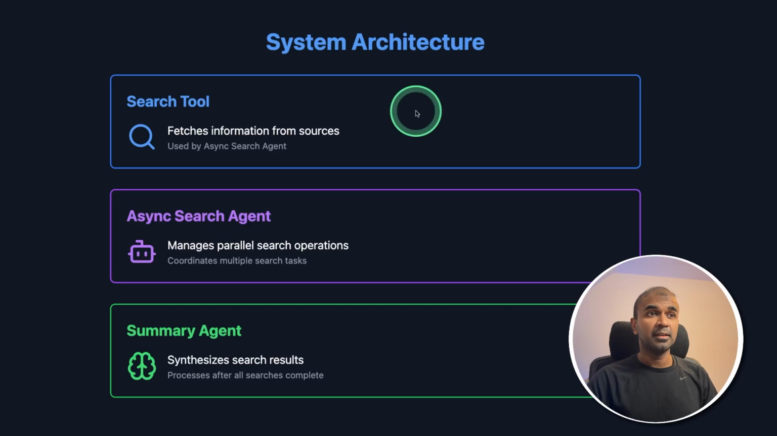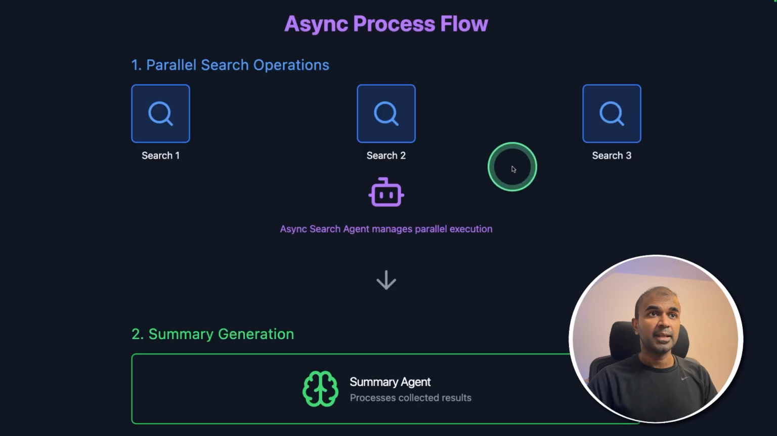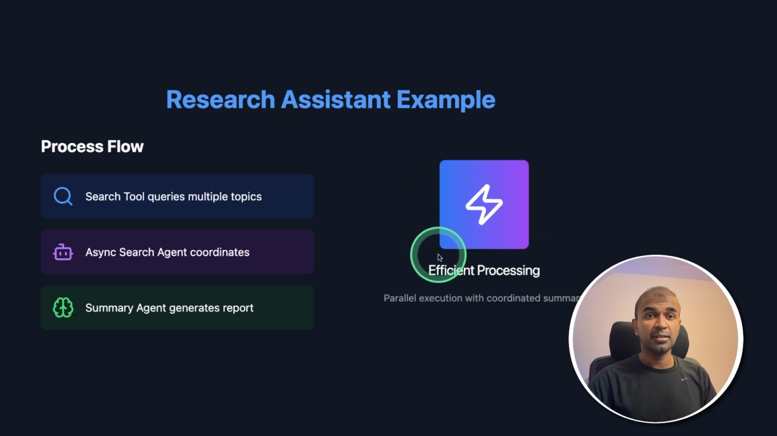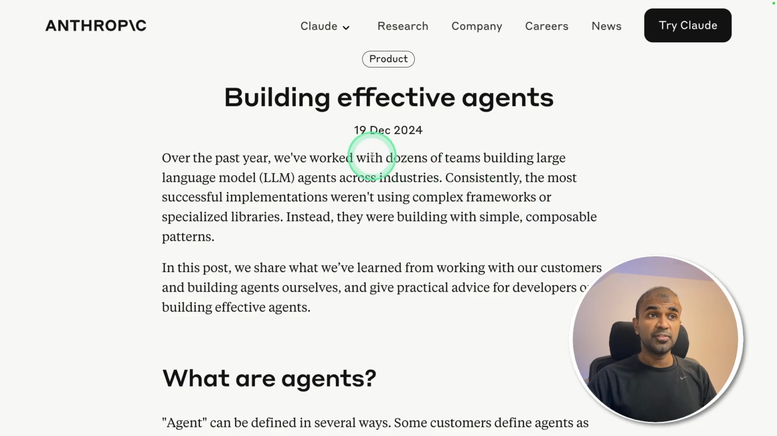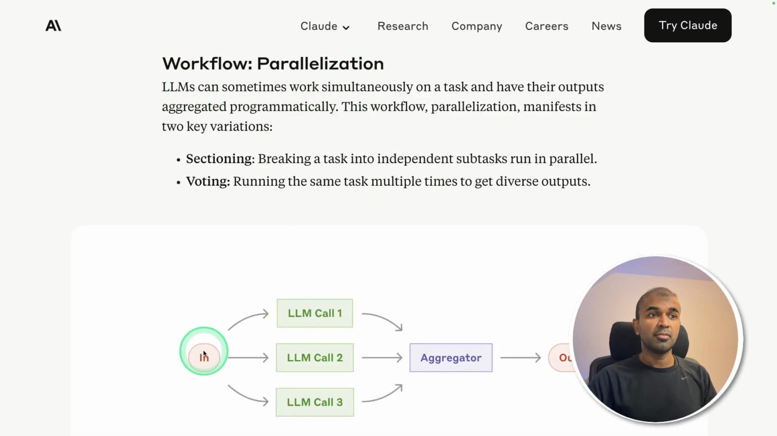In this video, we'll be creating a search tool, creating an asynchronous search agent searching multiple search queries in parallel, and a final summary agent that is going to summarize all the results. Here is the process flow. Multiple searches are done in parallel using the async search agent, then it goes to the summary agent. As a result, we are efficiently utilizing our agents. This is also defined in Building Effective Agents from Anthropic. It's called workflow parallelization, where the input is processed in parallel and the aggregator will process those results and give us that output.